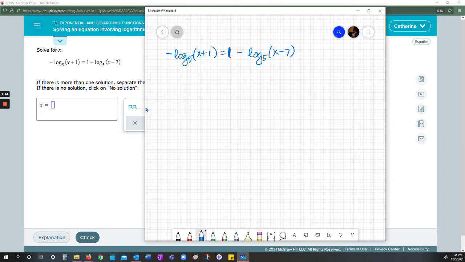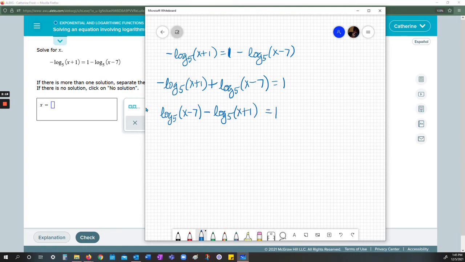So negative log base 5 of x plus 1, so that's what we got right there, plus log base 5 of x minus 7 equals 1. So I would want to think ahead and think, if I switch the order of these and wrote this as the log base 5 of x minus 7 first, and that's positive, and then minus log base 5 of x plus 1, it's a little easier to see that we want to use the quotient property.